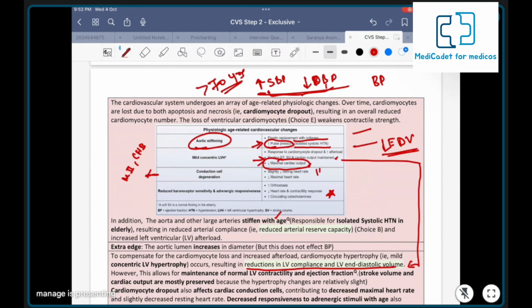And one more thing is heart rate. Heart rate is decreased all the time. Resting heart rate is decreased, maximum heart rate is decreased.